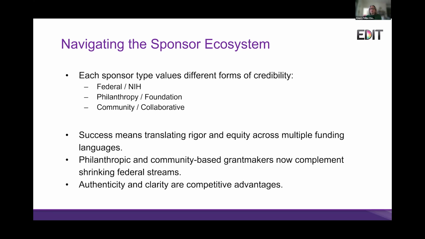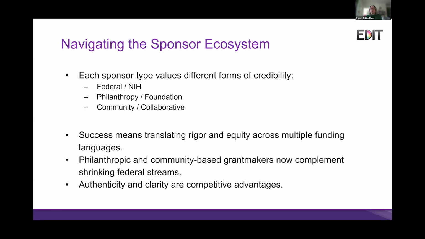As we started off talking about how the funding landscape is volatile right now, there's a lot of challenges with federal funding at the moment, and philanthropic and community-based grant makers are now becoming more appealing to academics and are helping to complement some shrinking funding streams that we were typically used to. So there's more of a focus now on diversifying our portfolios, and we want to make sure we cover that as well today.